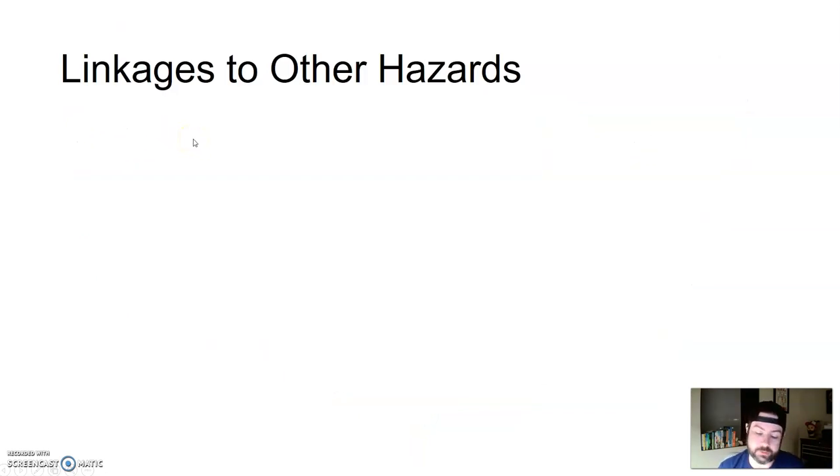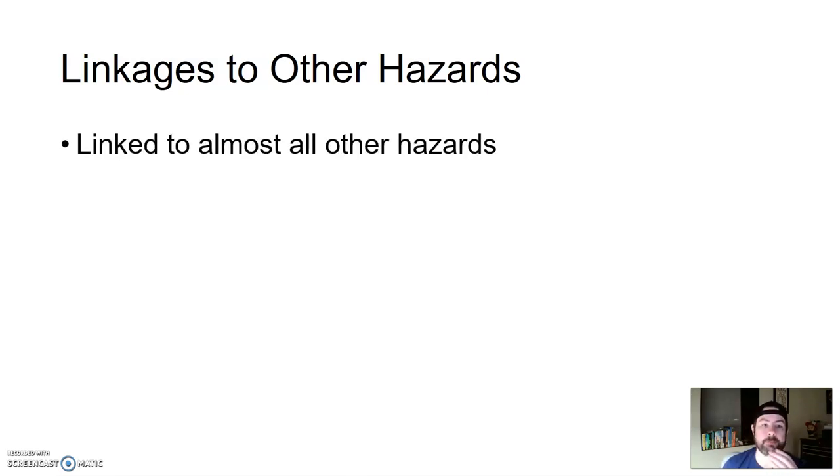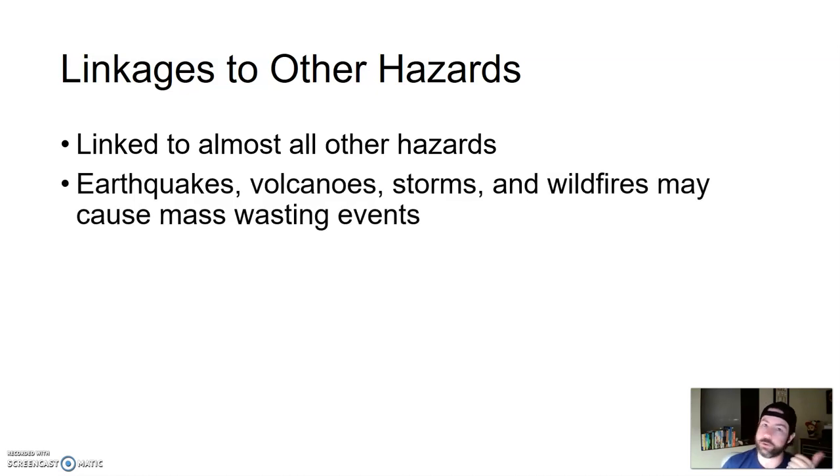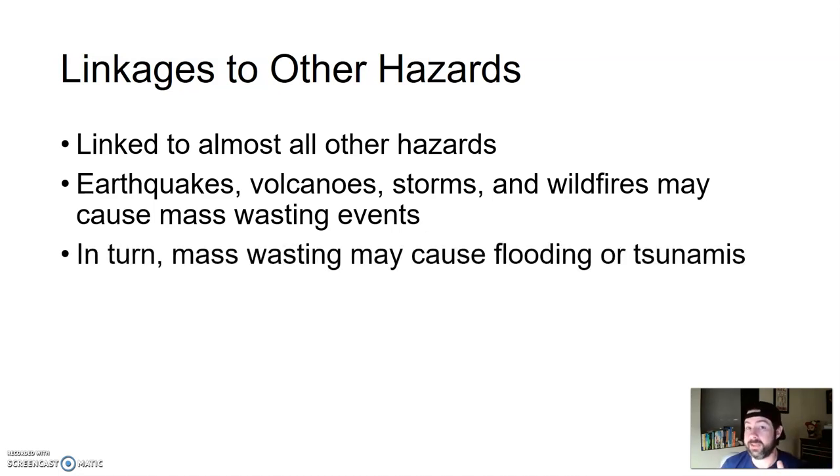Now, the interesting thing about pretty much all hazards in this class, they're always linked to something else. So mass wasting can be linked to almost any other hazard. Earthquakes can cause mass wasting events. Volcanoes can cause mass wasting events. Storms can cause mass wasting events. Wildfires may cause mass wasting events. And in turn, mass wasting might cause flooding or tsunamis, depending on where that mass wasting occurs. So yeah, kind of linked.